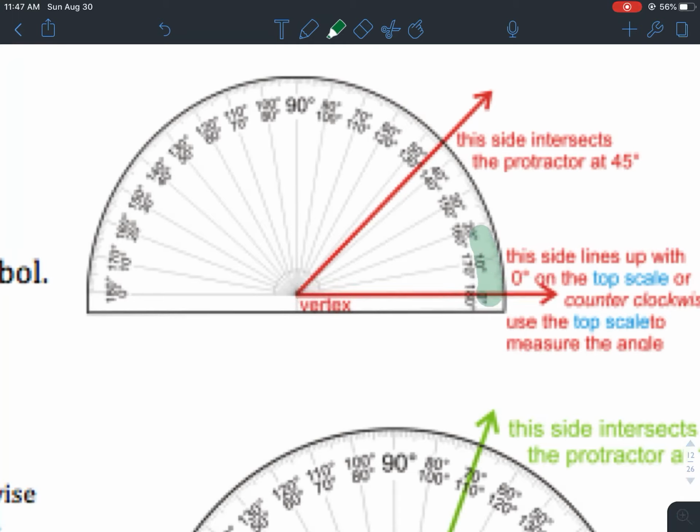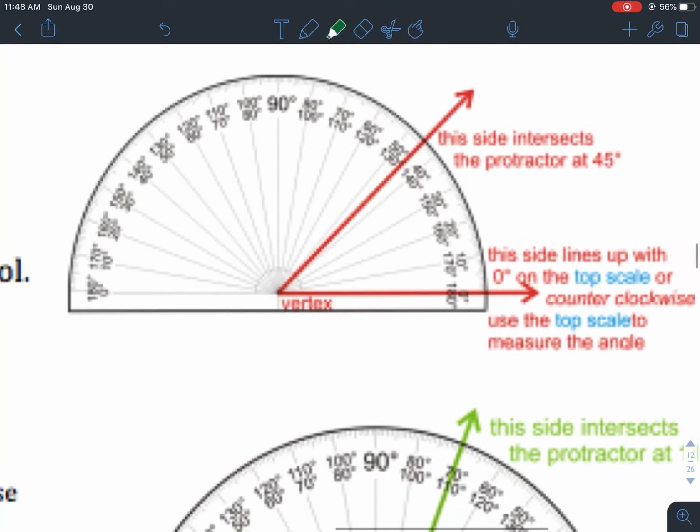Now there's two sets of numbers. You have the outside set on the top going counterclockwise, and then we have the inside set of numbers going clockwise, from 0 to 180 in both directions. Now those might be confusing, but if you use the tool properly, you can measure the angle, and also you can use your prior knowledge to actually confirm this as well.